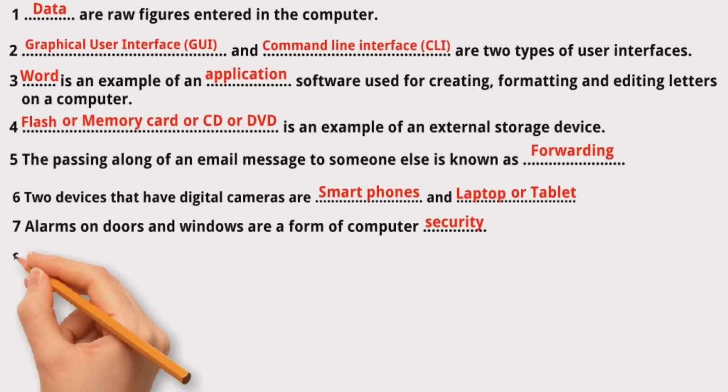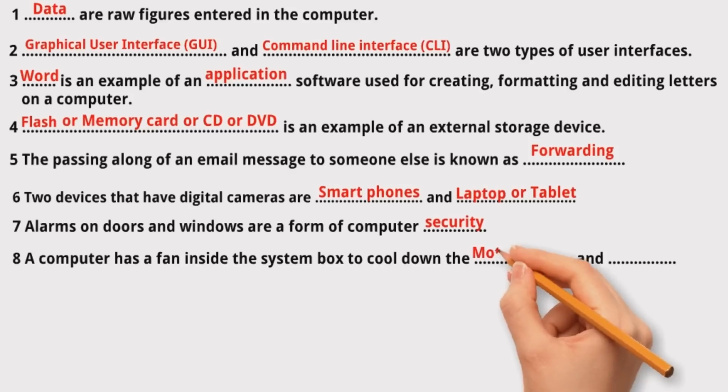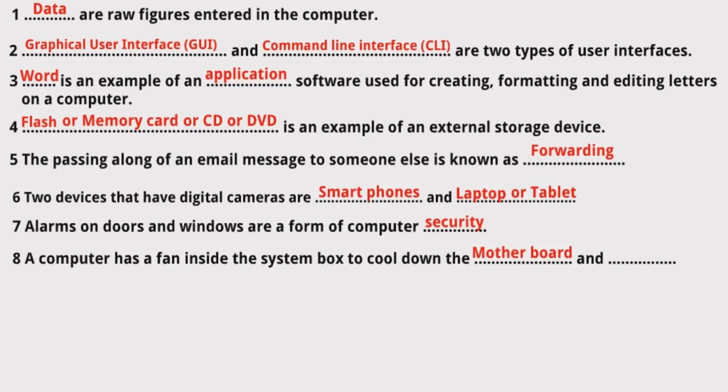Okay, we come to question 8. Question 8 is as follows. A computer has a fan inside the system box to cool down the dash and dash. So the correct answer is: the fan cools down the motherboard, and the other component is the processor. So we can say a computer has a fan inside the system box to cool down the motherboard and the processor.